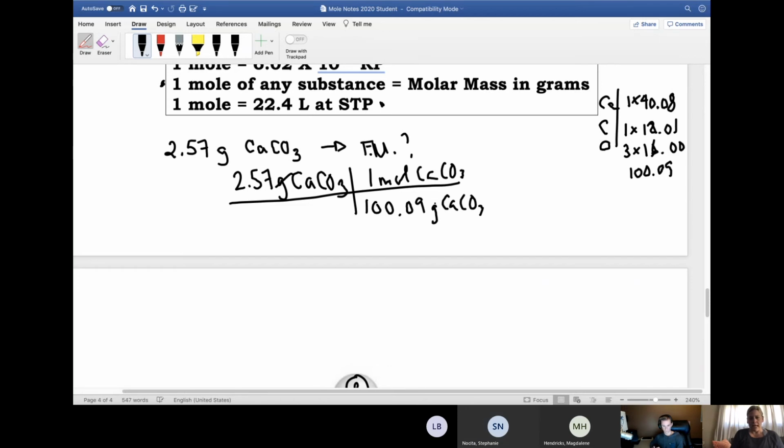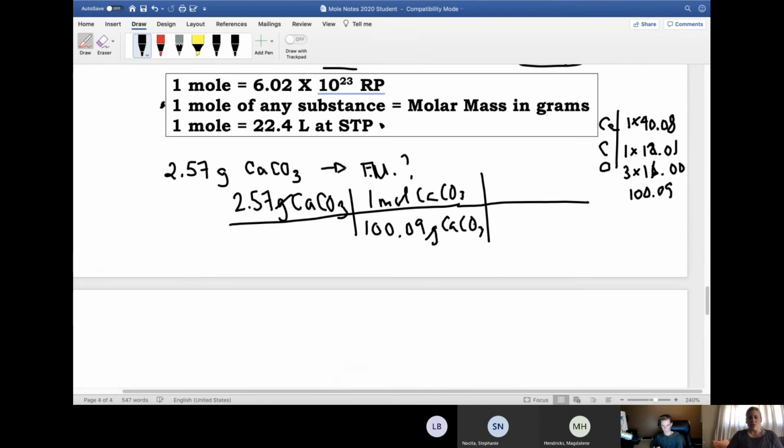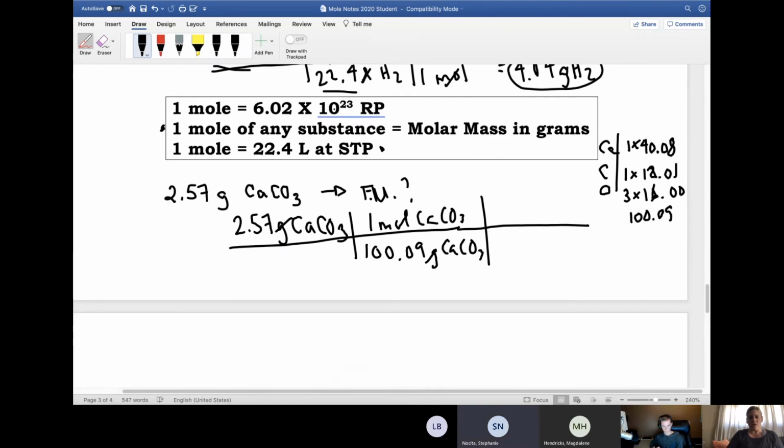Grams cancels out. Now I'm in moles. Now that I'm in moles, I can relate the moles to count. So to count formula units, I have to use Avogadro's number. So I'm going to use this equality now. I have to put moles on the bottom because kitty corners cancel. So I'm going to go 1 mole of calcium carbonate is equal to 6.02 times 10 to the 23rd formula units of calcium carbonate.